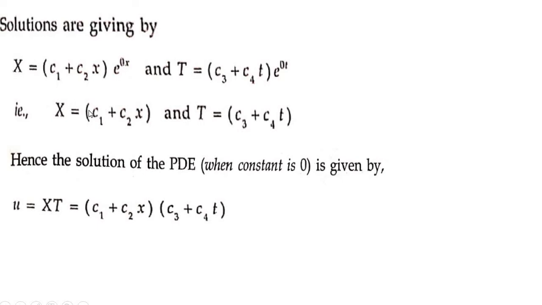So you get capital X is equal to c1 plus c2x and capital T equal to c3 plus c4 into t. So that is your solution of a partial differential equation when the constant is 0, that is when k equal to 0. Next we'll move on to case 2.